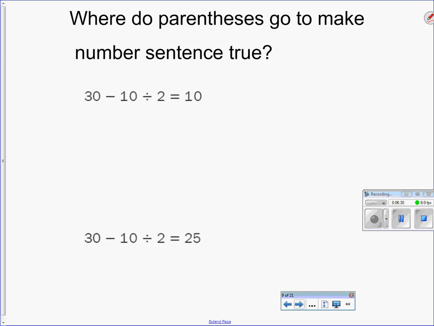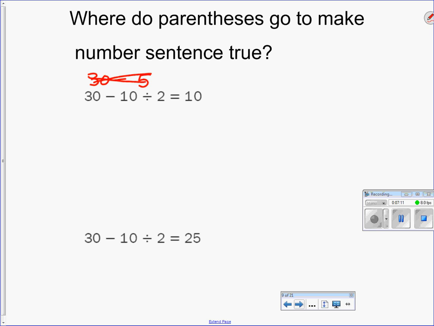Okay, on my next one, it says, where do the parentheses go here? I want to make this sentence correct. Well, I know 10 divided by 2 is 5, but here, if I do 30 minus 10, that's 20 divided by 2. That does equal 10. So in order to make this true, I would have to first put my parentheses here so that I could get 20. Otherwise, if I go by my Please Excuse My Dear Aunt Sally, I would do the division first, which would give me 5, and then it would be 30 minus 5, and that does not equal 10.